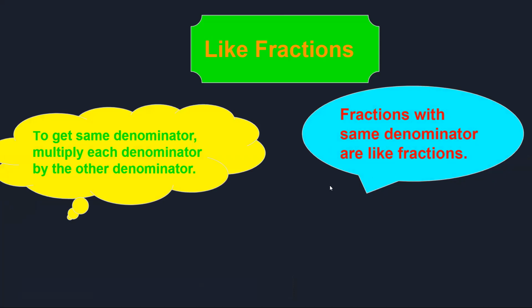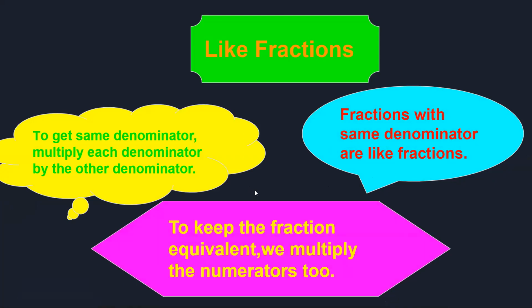And how will we get the like fraction? We will get the like fraction by multiplying the denominator with the denominator of the other fraction. To keep the fraction equivalent, we multiply the numerator too. So we will get the like fraction by cross multiplying the numerator with the denominator of the other fraction. If the denominators are the same, that is called like fractions.